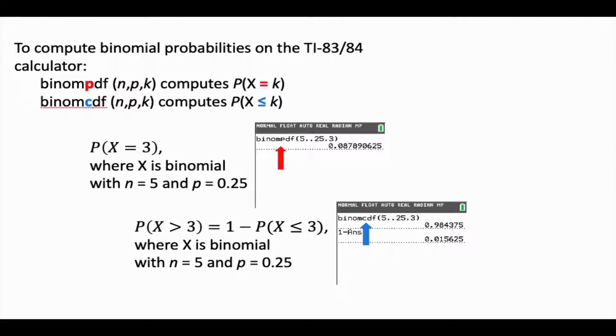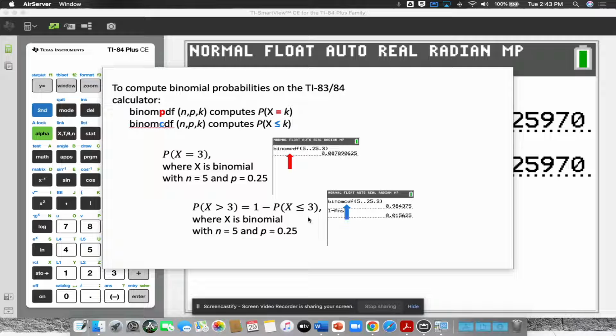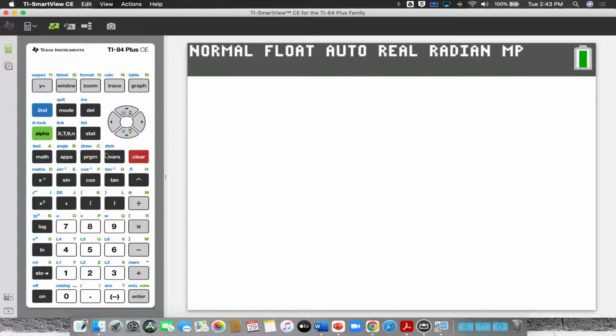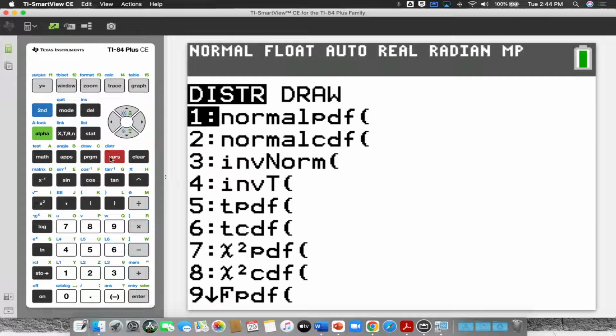So to find it, you're going to clear this stuff out. You're going to go to distribution, because it's binomial distribution. Well, distribution is in blue. It's one of the blue ones right above vars. Right above vars, it's right there. So to get there, I need second distribution. Okay. The first 2 say normal distribution. We want binom PDF, right? That's what we said we wanted, binom PDF. So we're going to scroll down until I get that.